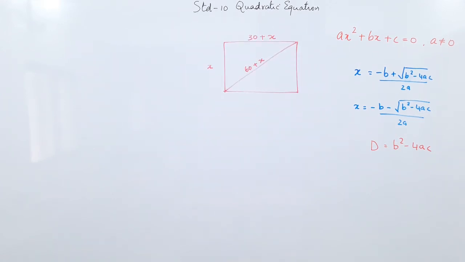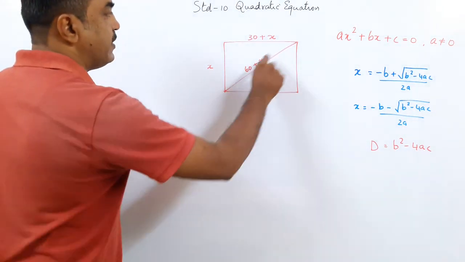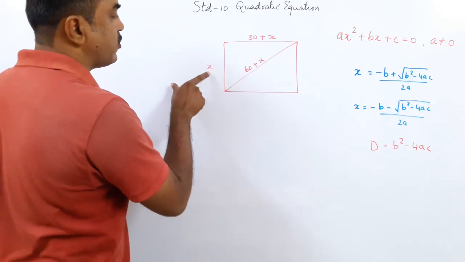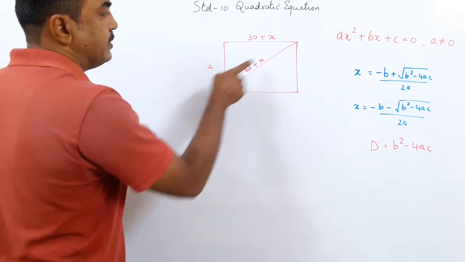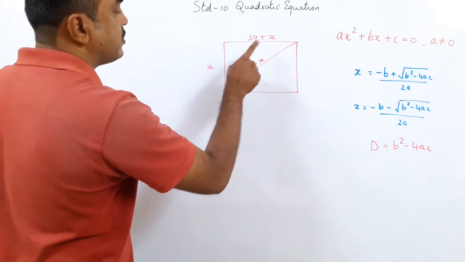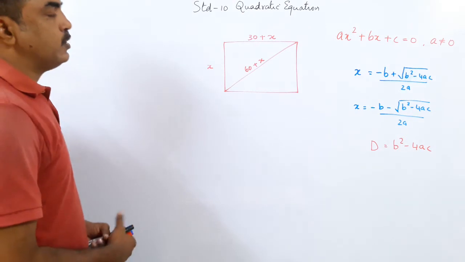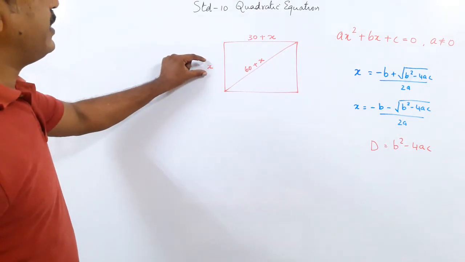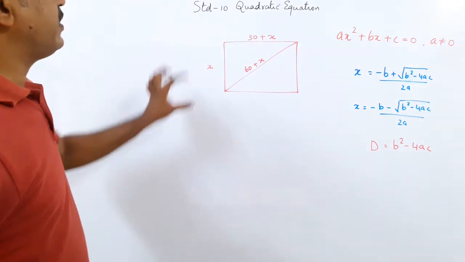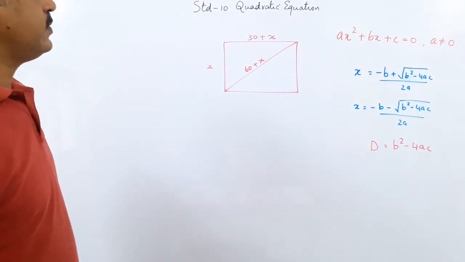This is a sum from the book. I hope you can see the diagram. The question is, the diagonal of a rectangle is 60 more than the shorter side. So I have taken x to be the shorter side. The diagonal is 60 more than the shorter side, and the longer side is 30 more than the shorter side. So I got a rectangle with the shorter side x, the longer side 30 plus x, diagonal 60 plus x. We have to find the two sides.